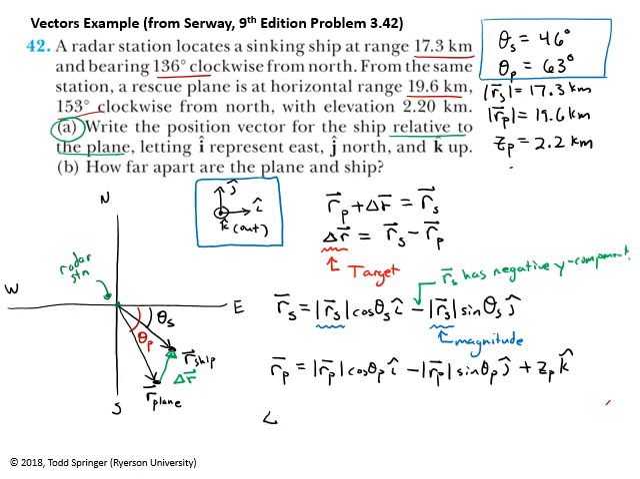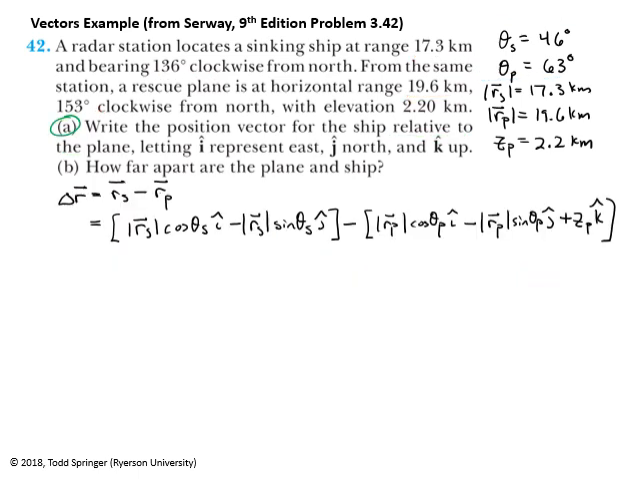And all I have to do now is subtract those, right? Delta r, that's what I'm looking for, is rs minus rp. So I'll do that on the next slide. I'll just subtract those two vectors and plug in the numbers.